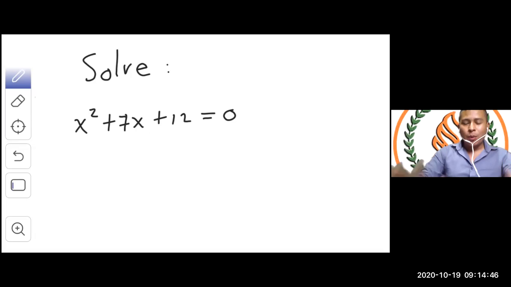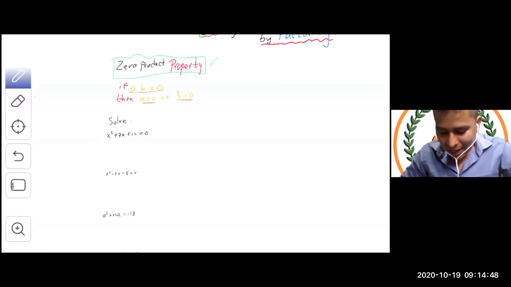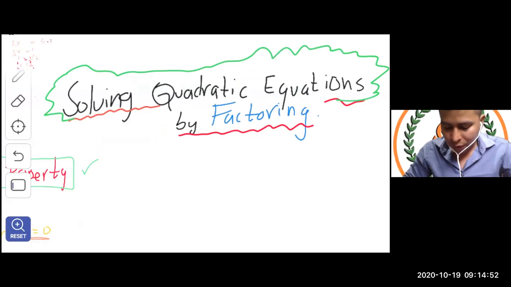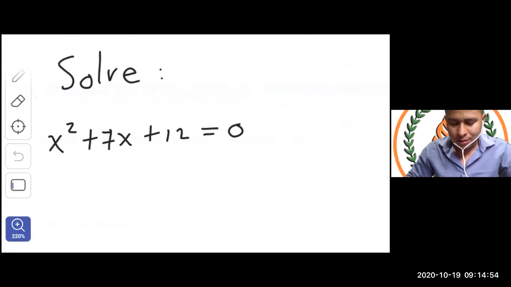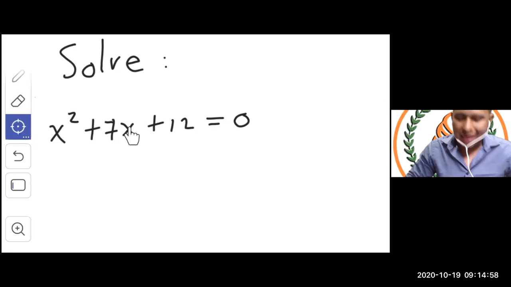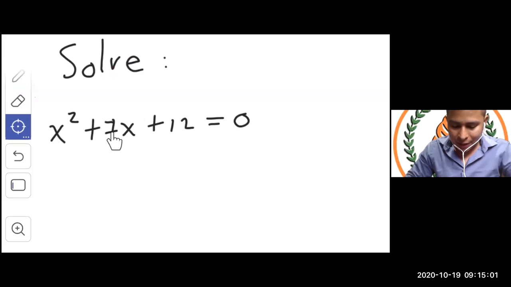In today's class, we're going to learn how to solve quadratic equations by factoring. So far you have already solved a lot of linear equations. What is a linear equation? When the greatest power is one, like this. Let's erase this. You have solved something like this.